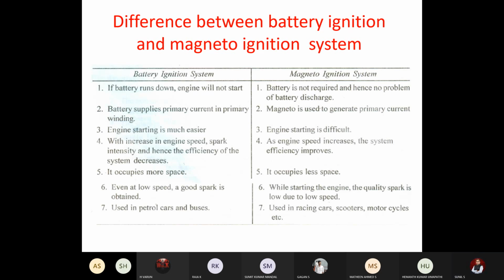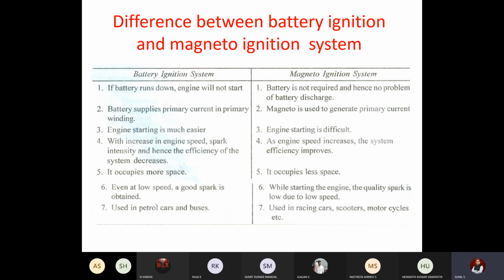Okay. The battery ignition system occupies more amount of space compared to magneto. That is one drawback with the battery. Even at low speed, a spark is obtained. See, in general, I can say at higher speeds, the magneto ignition system is more efficient. At lower speeds, the battery ignition system is more efficient. That's all. If you are talking of higher speeds, magneto is better. If you are talking of lower speeds, the battery ignition system is better.